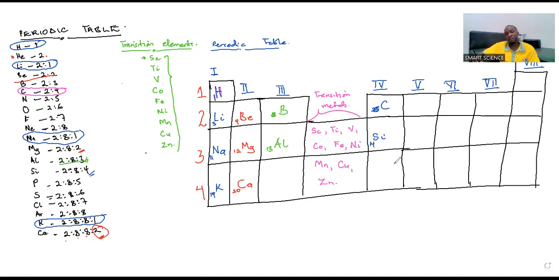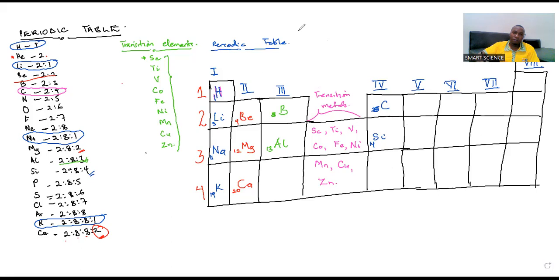The rest are there, but we don't put much focus on them. There is germanium, there is tin, there is lead under group 4. But when we are discussing the chemistry of the periodic table, we tend not to focus on them because of the high atomic numbers, which will increase the number of shells they possess.